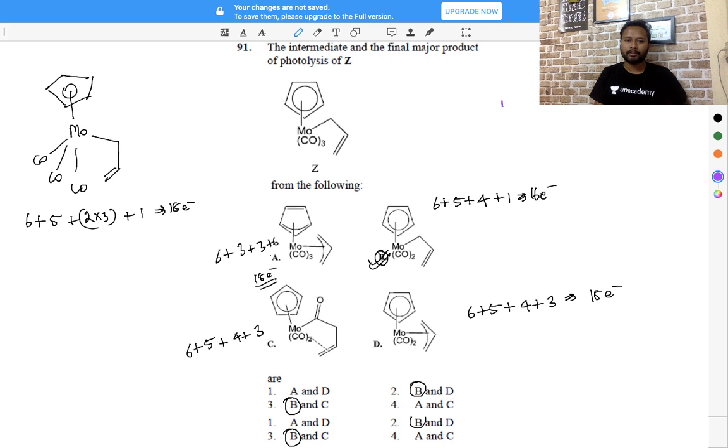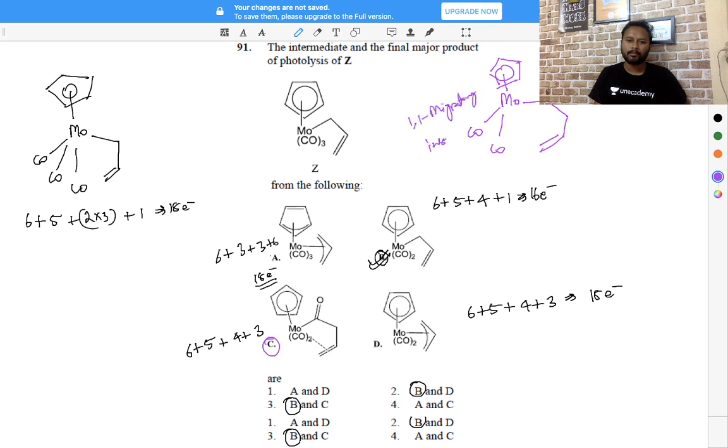If I draw the structure of C, it has two CO ligands, it has this, and then you have this. This is formed when one of the COs got inserted. So option number C is formed after 1 migratory insertion.